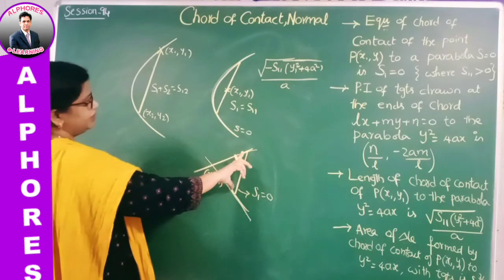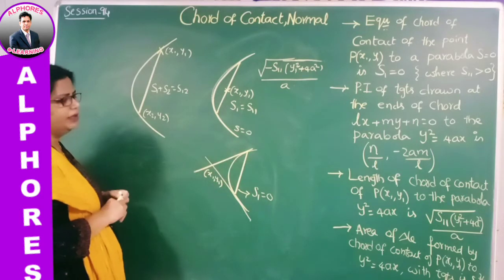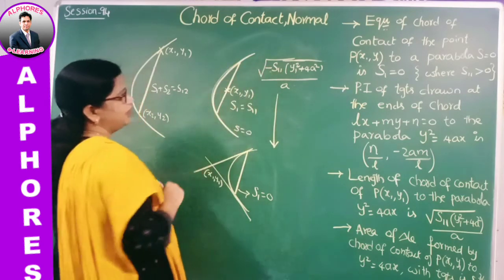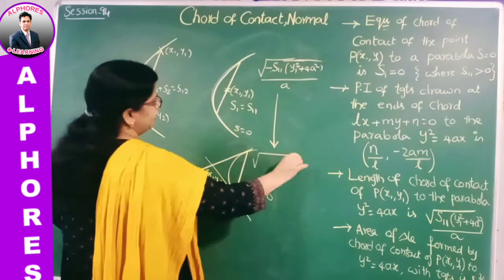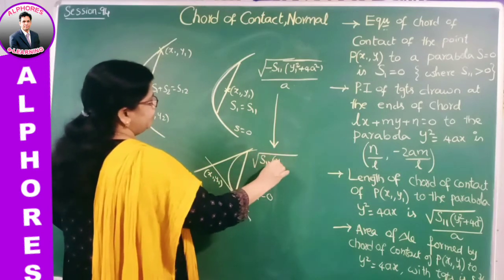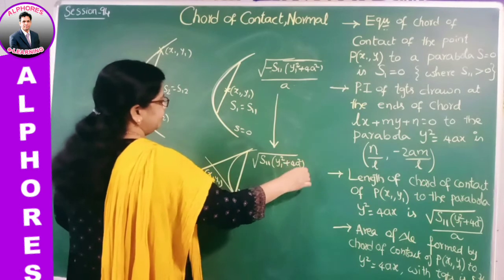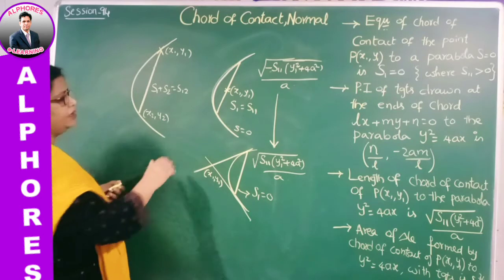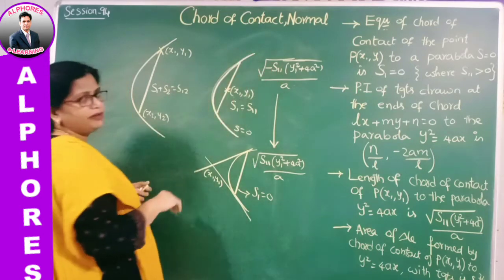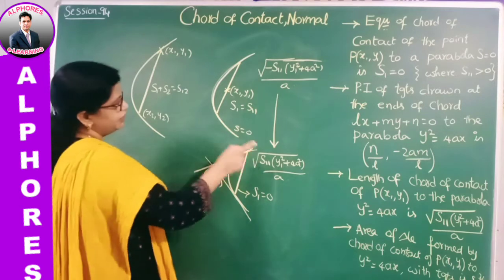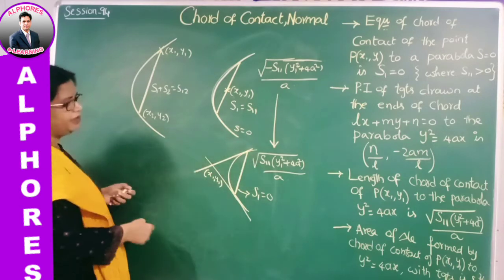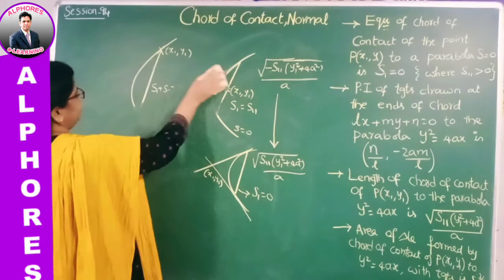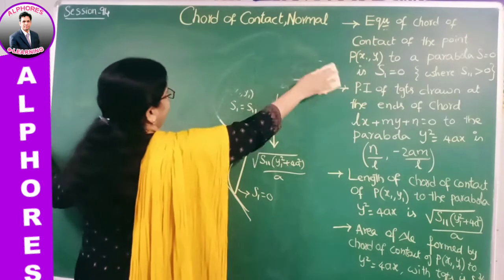Now here also students, if you consider the length of the chord, what about the formula? Exactly the same formula only, but instead of minus S11, now you got root of S11 into the same value y1 square plus 4a square, divided by a. Both are actually representing the length of chord. Here the point is inside, so minus S11. Here the point is outside, therefore it is S11. Now how did we get this? It is only 2-3 steps. You can understand very easily the length of chord of contact. How to obtain this value?